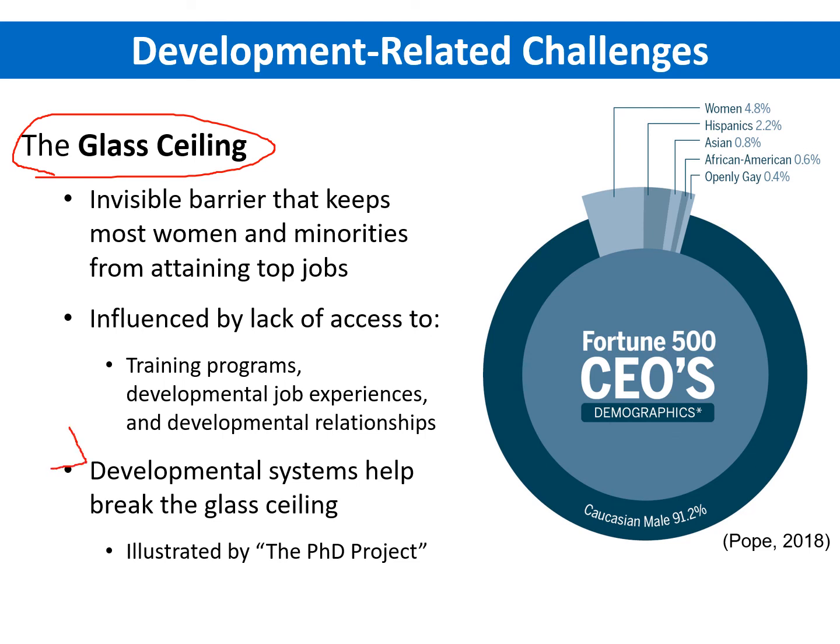One thing that we can do to help address the glass ceiling is to put together developmental systems that are designed to break the glass ceiling. Basically, what we mean by that is we want to have developmental systems that are designed to increase accessibility of opportunities. A great example of this is the PhD Project, which is a program that was designed to increase the accessibility of PhD programs to racial minorities.